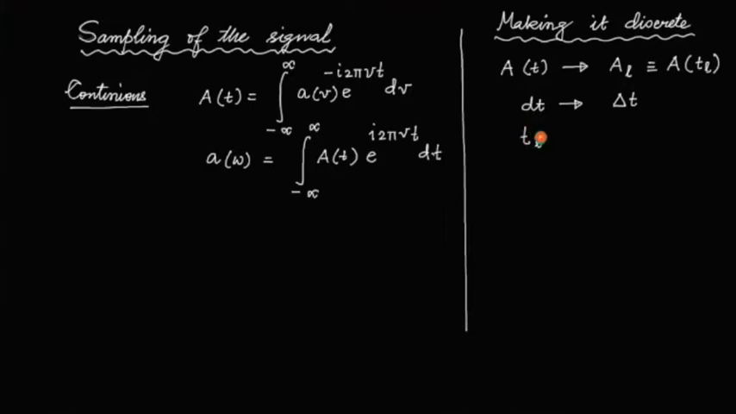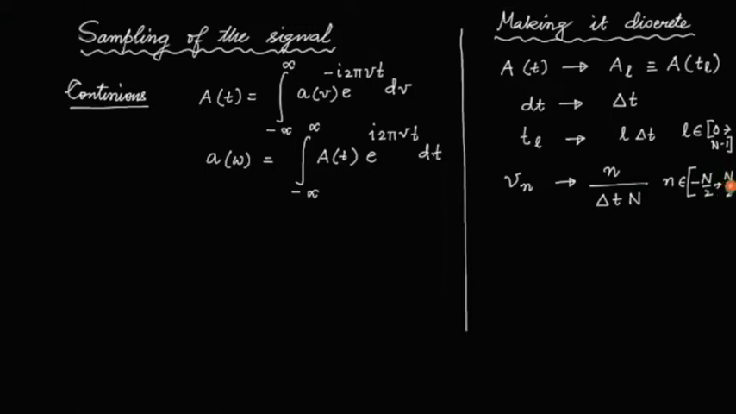TL is nothing but L times delta t, where L belongs to 0 to n minus 1. Similarly, in the frequency space, we have nu n as n by delta t times n. So small n is again something that goes from minus n by 2 to plus n by 2. And remember, the points at minus n by 2 and plus n by 2 are related to each other. They are not independent. And an is the discretized version of the function a, evaluated at nu n divided by delta t.